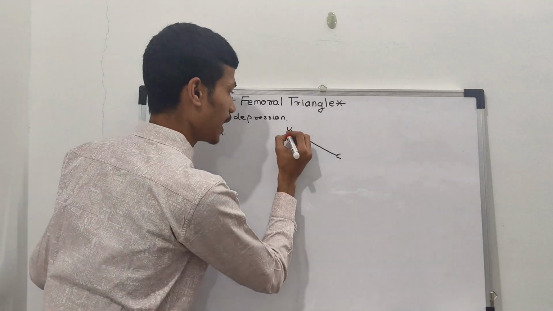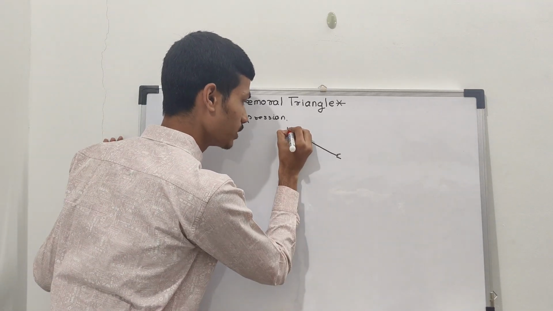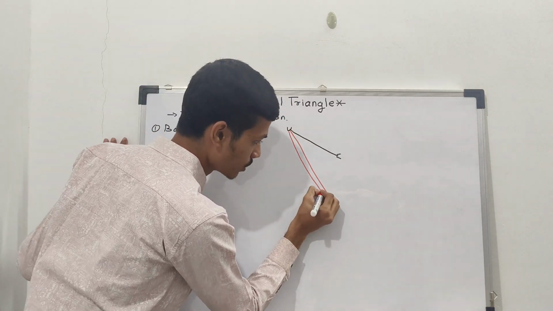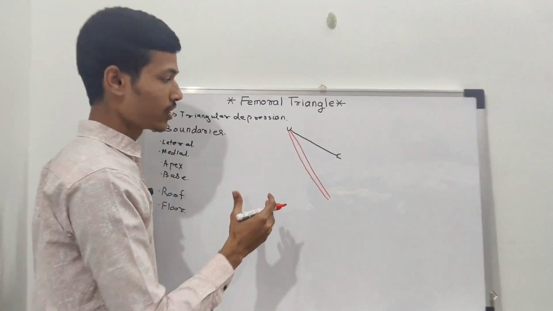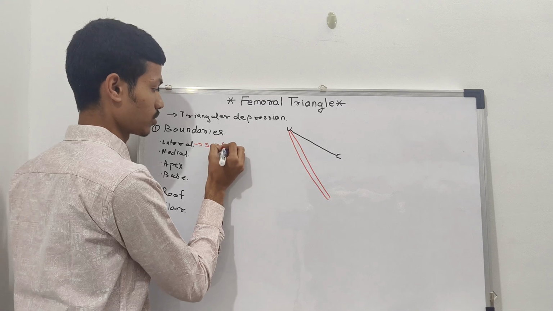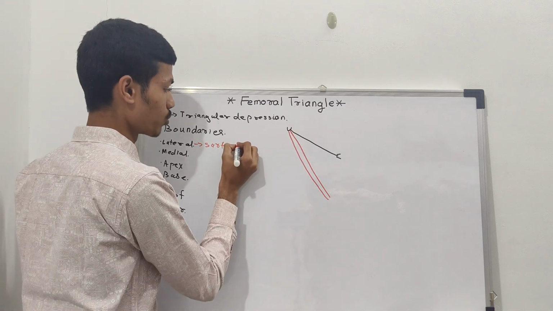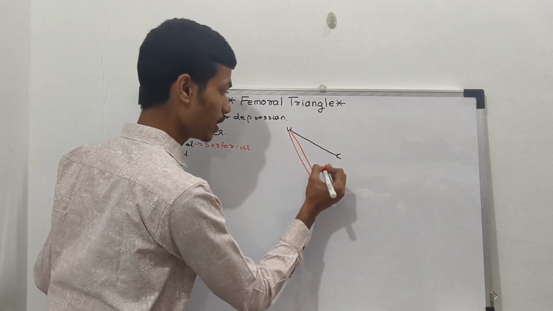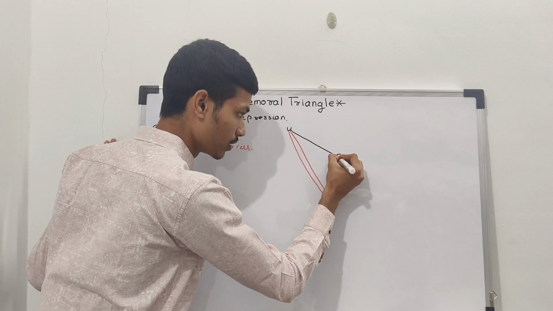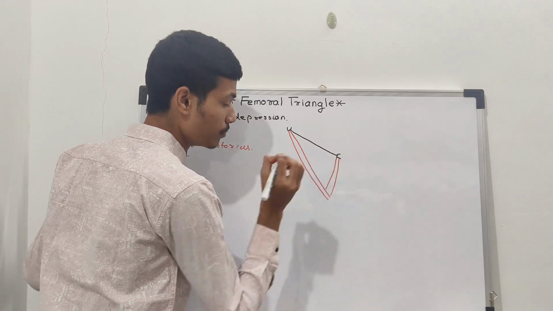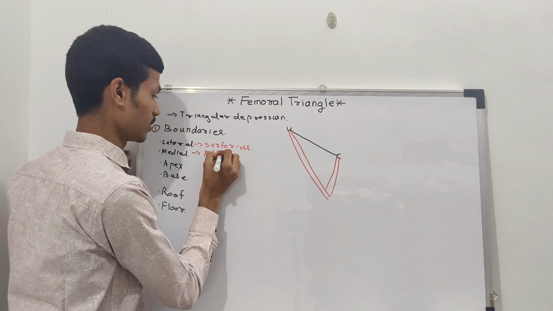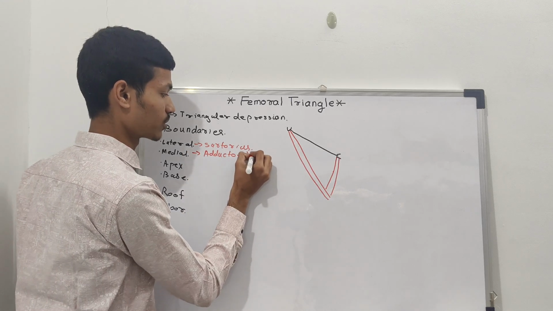That is the lateral boundary. Basically it has been formed by the sartorius muscle. Okay, sartorius is the longest muscle of our body. It forms its lateral boundary, the medial border of sartorius, to be more specific. And the medial boundary has been formed by the medial border of the adductor longus. Adductor longus.